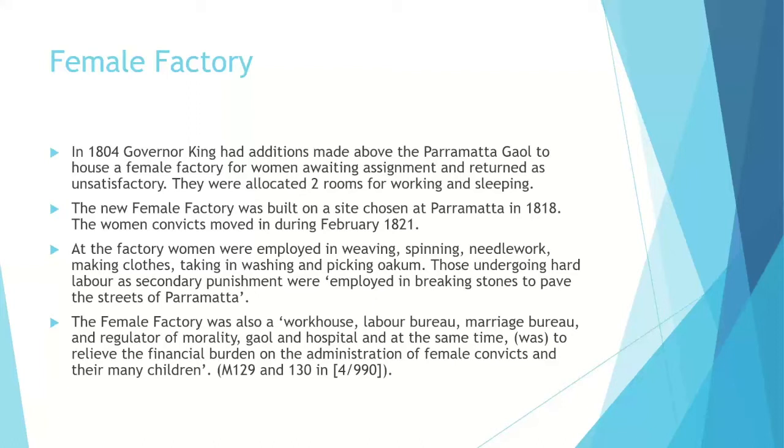And finally, in 1818, they chose the site of the new female factory at Parramatta, and the women convicts moved in there in 1821. At the factory, women were employed, so they did have things they had to do while they stayed there. So they had to weave and spin, do needlework, make clothes, take in washing, and they had to pick oakum. And if you were undergoing hard labour as a secondary punishment, you might be employed in breaking stones to pave the streets of Parramatta. So when you next go to Parramatta and you're walking up the road, think about that.